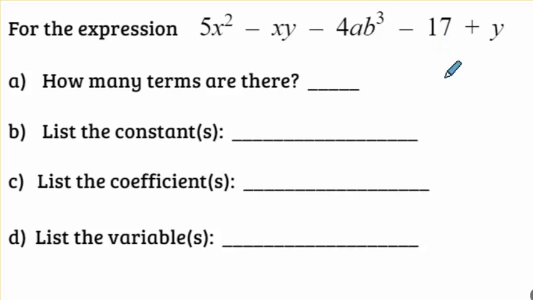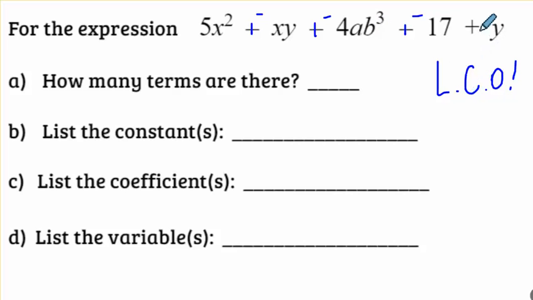So the first step that we learned is before you start counting terms and constants and coefficients and variables, you have to leave, change, opposite. So let's go ahead and do that. We're going to leave, change, opposite, leave, change, opposite.